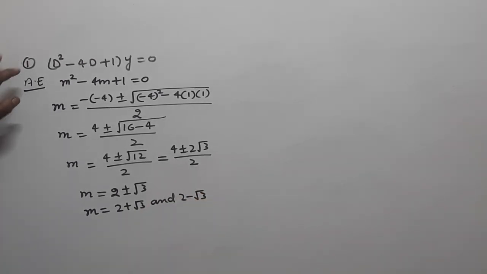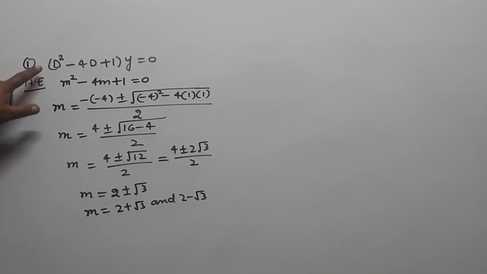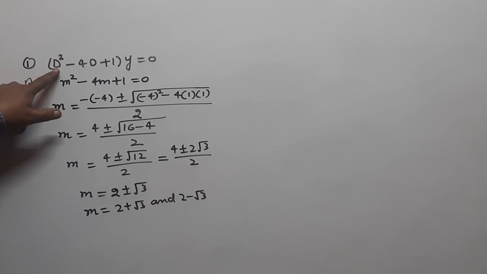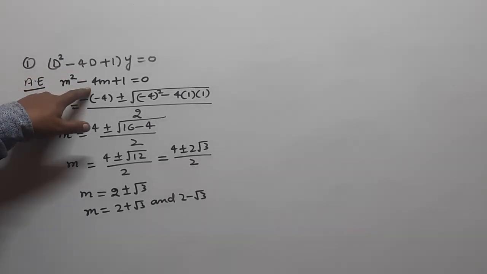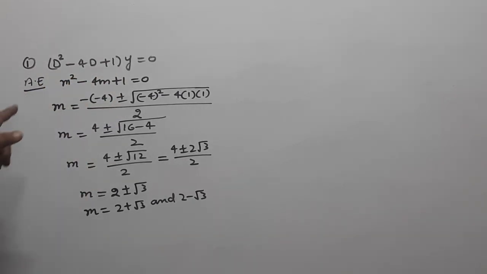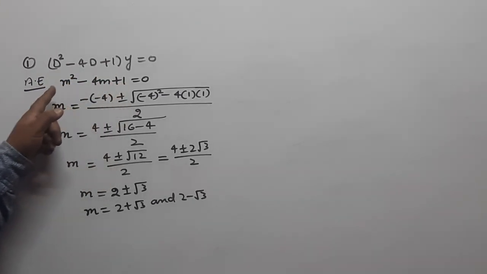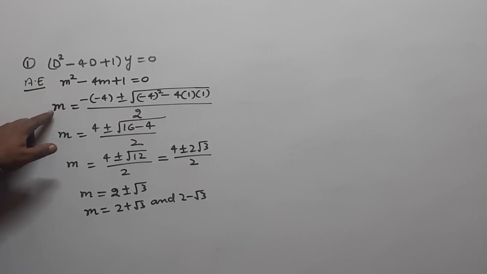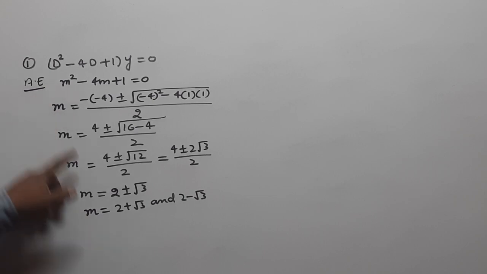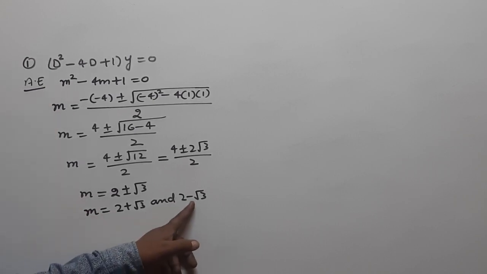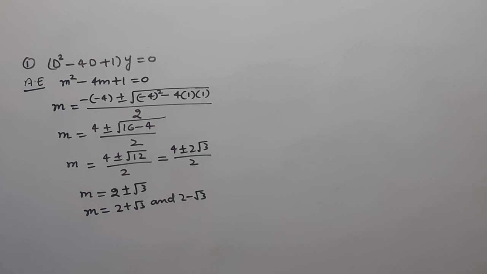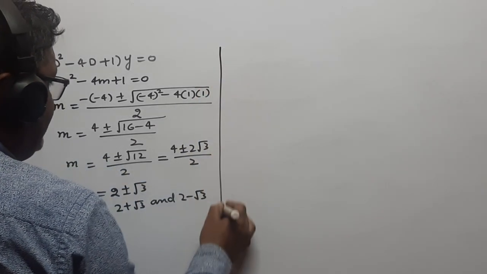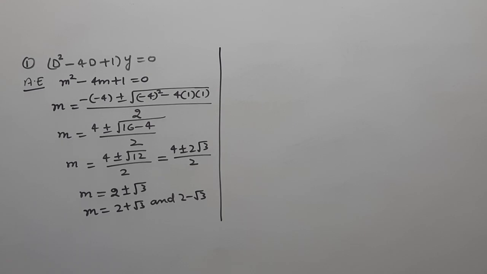So first we find the auxiliary equation of the given second order linear differential equation with constant coefficients. For the auxiliary equation we put m in place of capital D. So m square minus 4m plus 1 equals 0. We can see here this is a quadratic equation. Solving this quadratic equation by the Sridharacharya formula, we get the roots 2 plus root 3 and 2 minus root 3. You can see these are distinct roots.